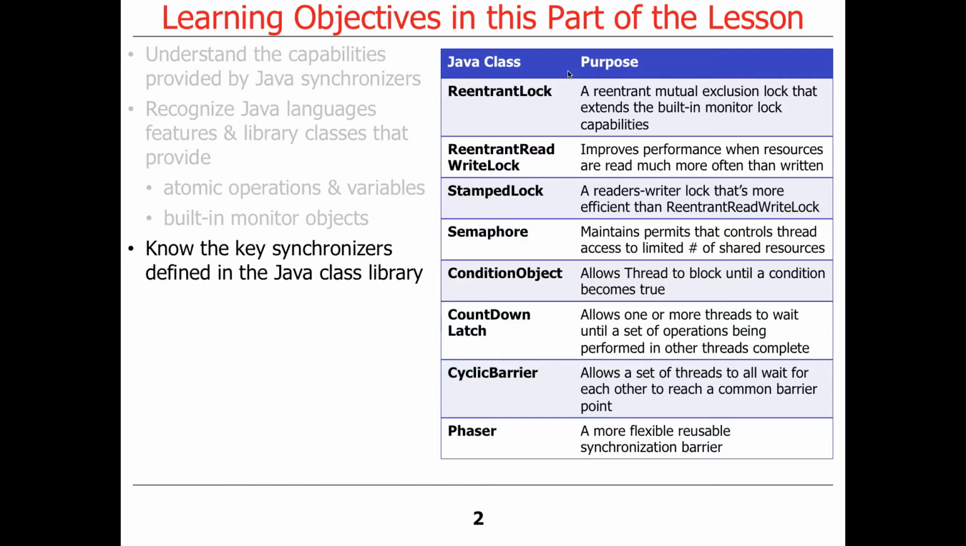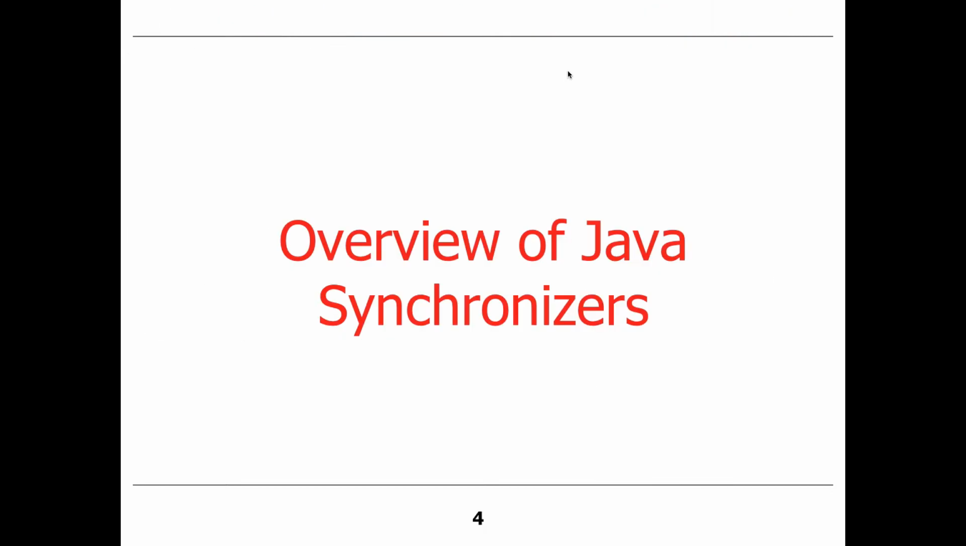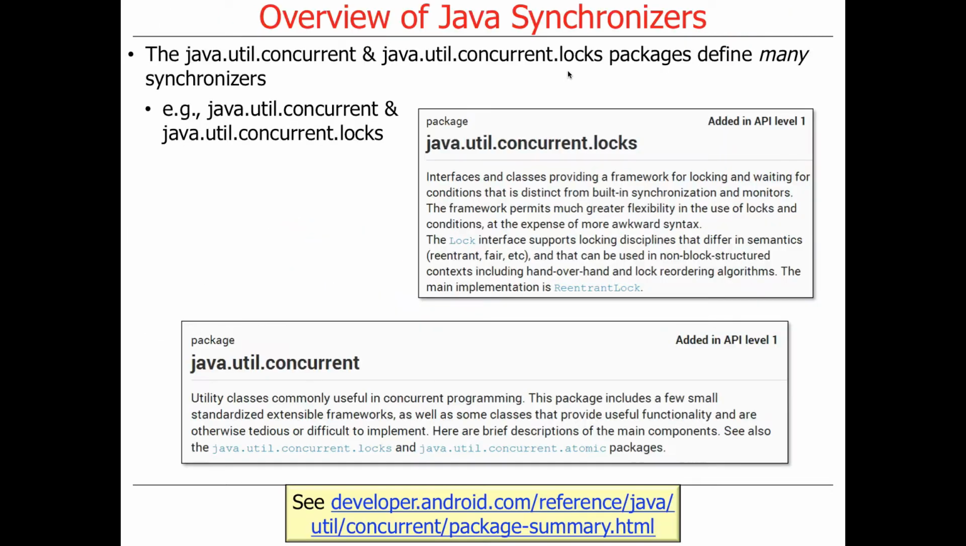And as you'll see, there's a bunch of them. We're not going to talk about all of them, but we're going to talk about some of them. We're also going to be aware of Java's support for so-called synchronized and concurrent collections, which are not really synchronizers in some sense. They're ways of protecting collections from concurrent access. So let's start by talking about Java synchronizers.